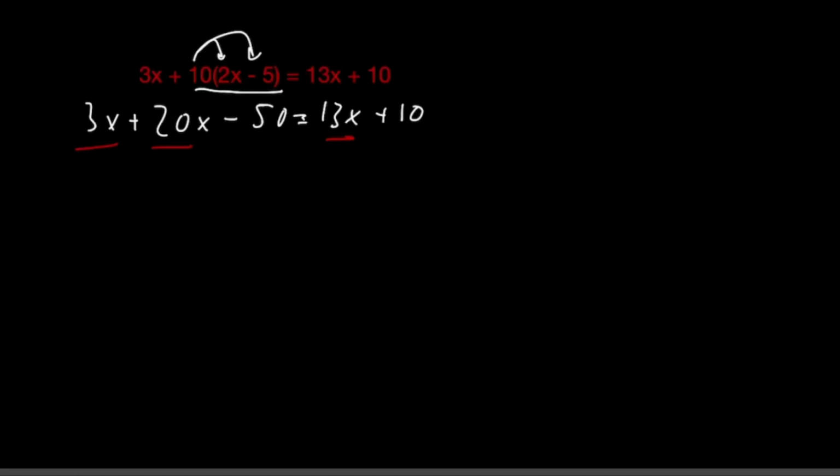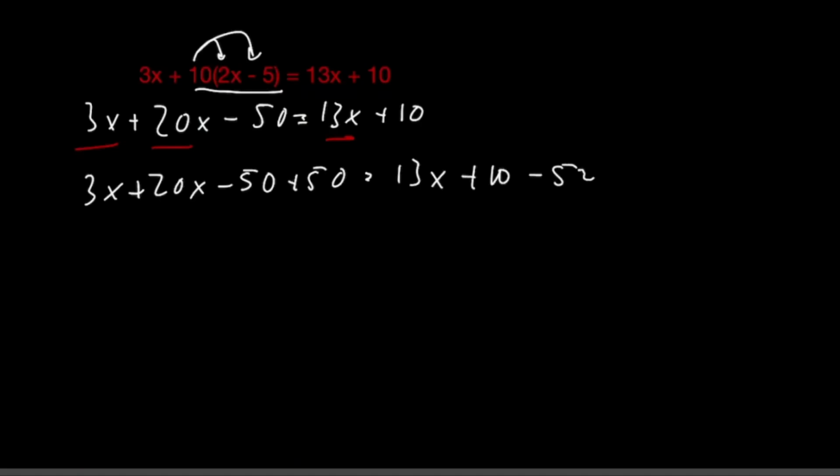So we have a minus 50. What I'm going to do is 3x plus 20x minus 50 plus 50. I'm going to add 50 on each side so we can get rid of the 50 on the left, equals 13x plus 10 minus 50. We're going to simplify this. We're going to get 3x plus 20x equals 13x plus, sorry, this is supposed to be plus 10 plus 50.